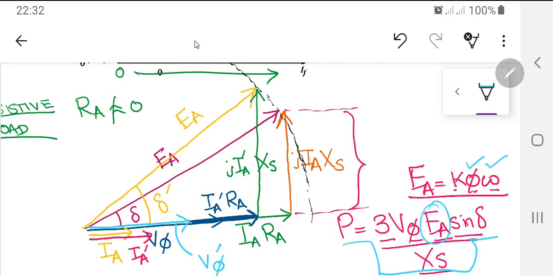EA magnitude is still the same. V phase, yes, certainly it has dropped, but sine of delta angle has increased. So the increase of sine of delta angle is more as compared to V phase. One very important thing: I have shown V phase to V phase bar a little larger so that this phasor diagram is readable.